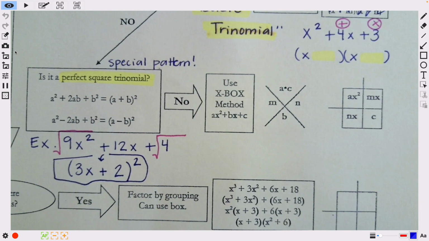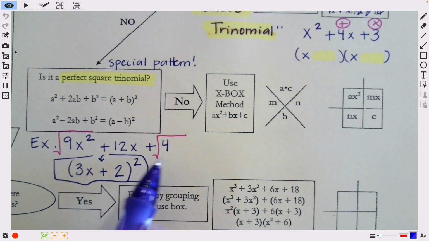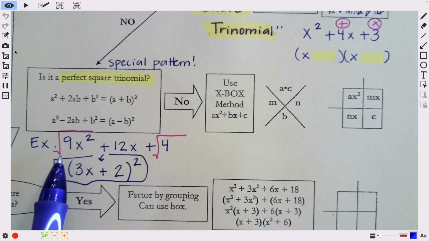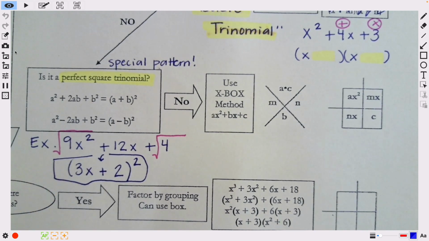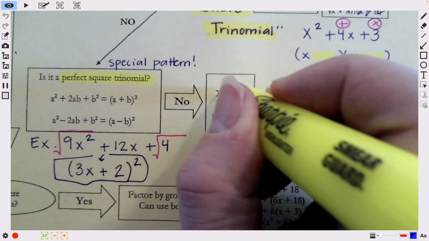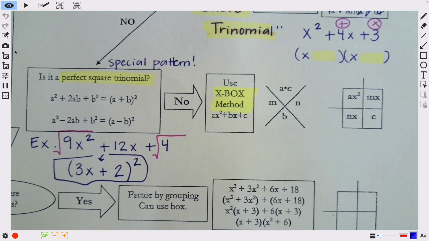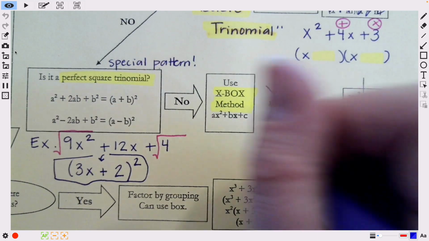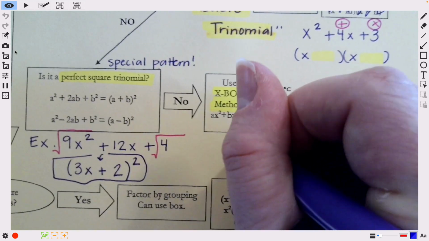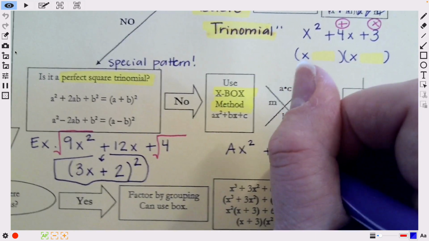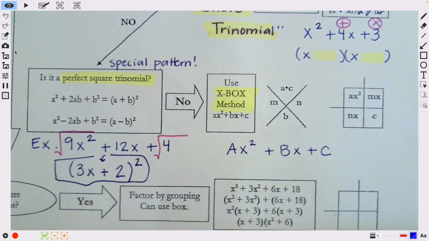Okay. If it's not a perfect square, like any number that's not a perfect square, so if this was like a 26 or something, that's when you're probably going to have to use the X-box method. Now here's all I'm going to really add to the X-box. I'm not going to put an example here. But what I'm going to add is just whatever your trinomial happens to be.